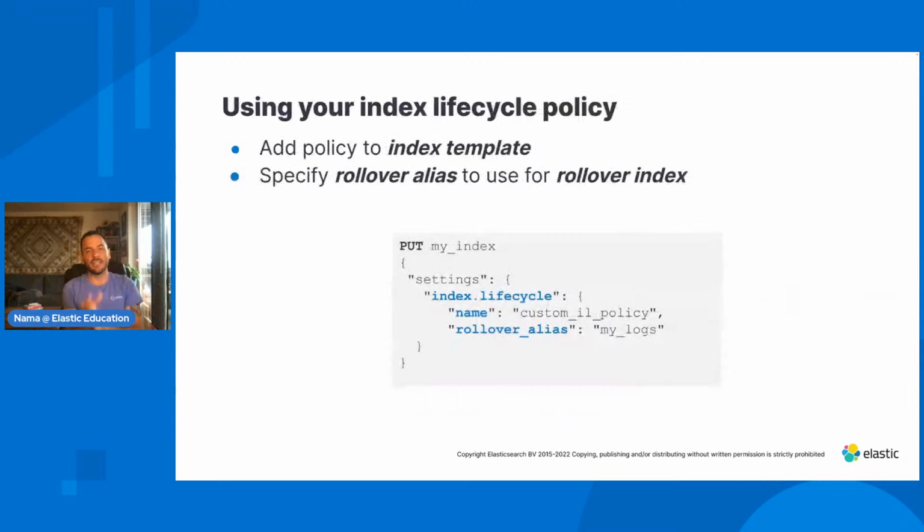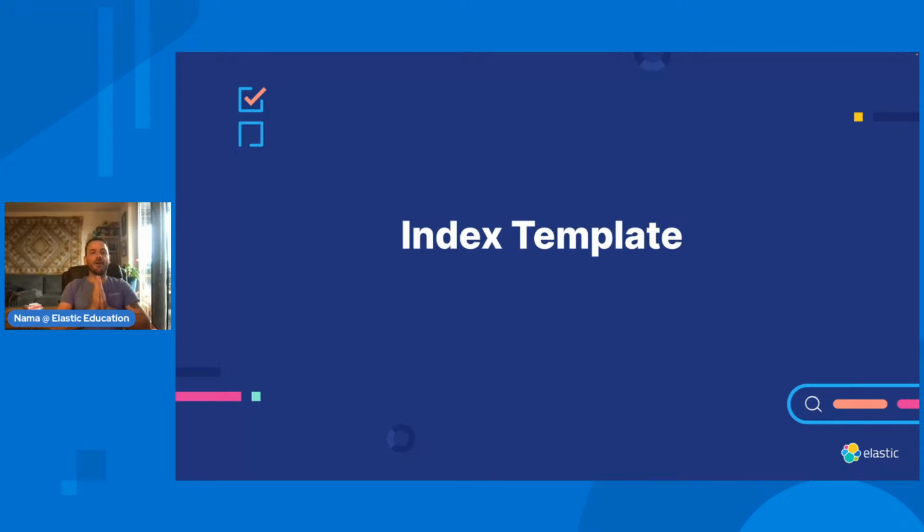So when we have our index lifecycle policy set up, we're going to go into settings, go into index lifecycle and set up the name of the policy we just created. And of course, the very important rollover alias that we'll use to point to so we can communicate with all the different indices that are getting created in the back. All right, moving on. Now we're going to try and put all this together. All right, index templates. Here we go.